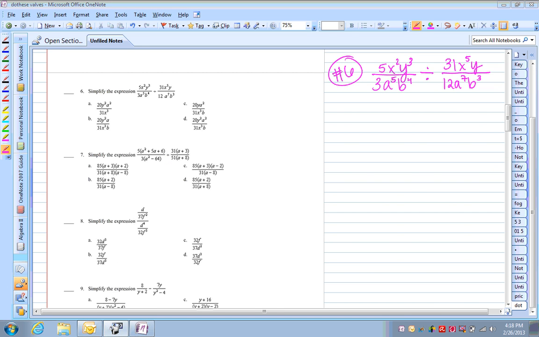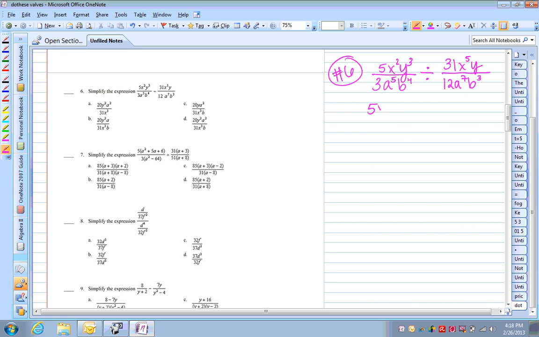Okay, on number 6, we are dividing 2 rational expressions. And what you can realize is that whenever you see a division sign, we never divide when we have fractions. I believe the saying goes, when dividing by a fraction, don't be shy, flip the second and multiply. So we're going to change this into a multiplication problem, but before we do that, we have to flip the second fraction that we see.